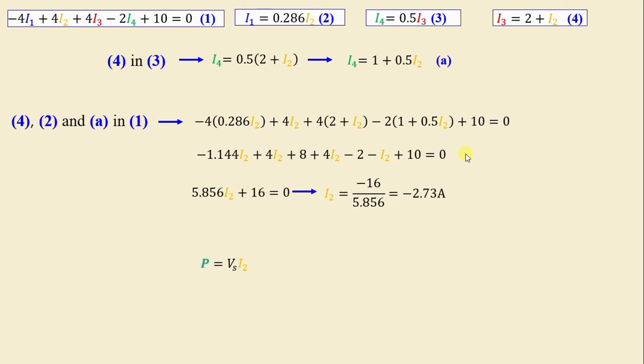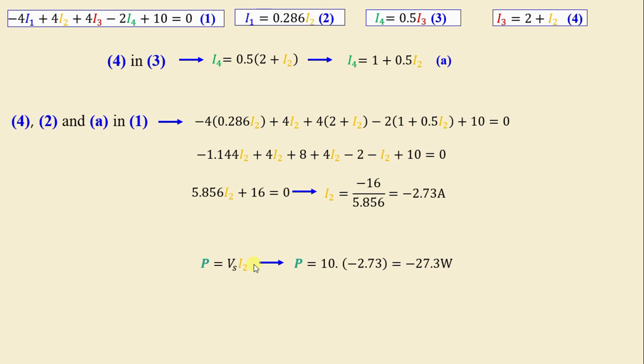The power supplied by the voltage source Vs is equal to Vs multiplied by the current I2. That means the power is equal to 10 multiplied by -2.73. We get finally -27.3 watts.